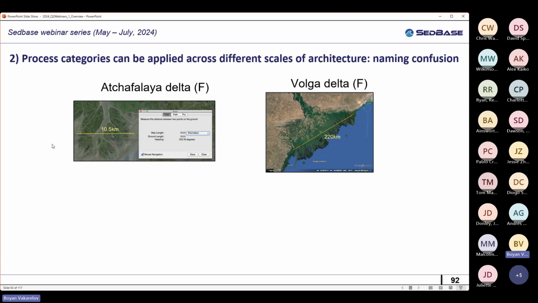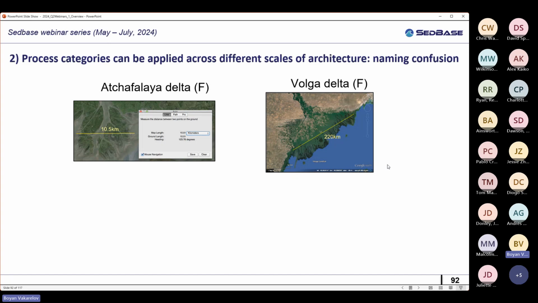It's actively growing in real time in the US, in Texas. Many people in Louisiana are easily studying it. So there are many papers written on the Atchafalaya Delta, which is fluvial dominated. You also have the Volga Delta, which is fluvial dominated.